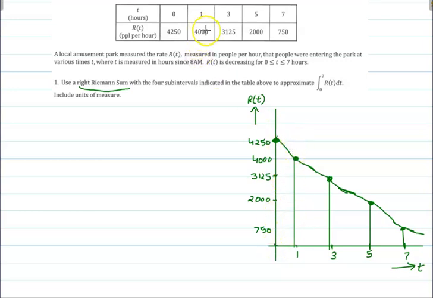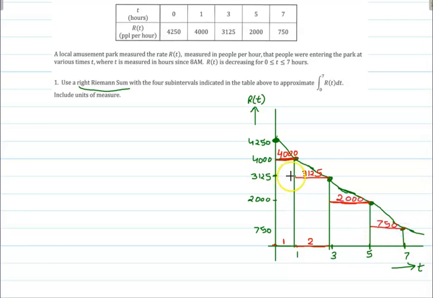At 1 the y value is 4000, so the height of this first rectangle would be 4000, and for the second rectangle the height is 3125 because the right end point is at 3. At 3 the y value is 3125. The height of each rectangle is just the y value at the right end point. Draw the height from the right end point for each rectangle.